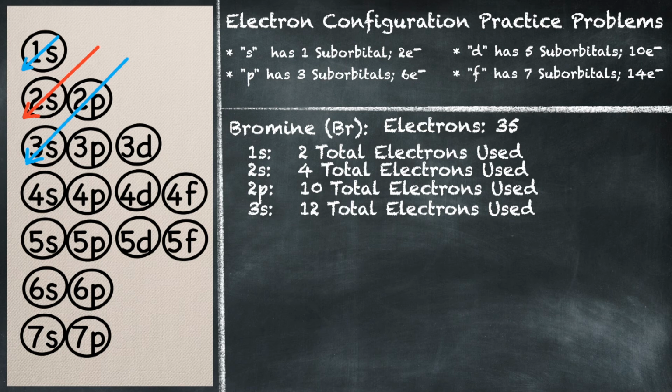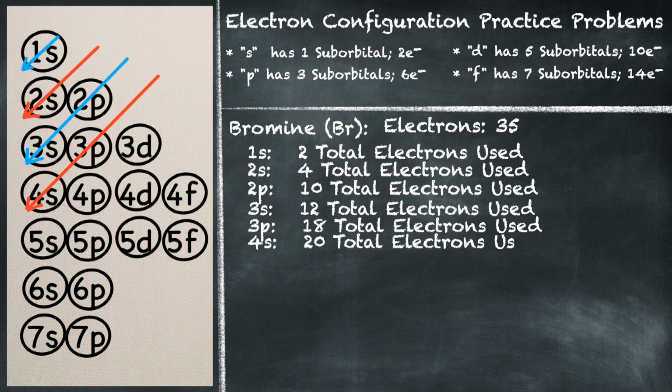Then we go to 3p for a total of 18 electrons. That's 6 electrons in the p orbital, and we just added those 6 onto our 12 from our last section to get 18 total. So now we go to 4s. We fill that all the way up and we get 2 electrons in that orbital for a total of 20 electrons so far used. Remember, bromine has 35, so we're at 20.